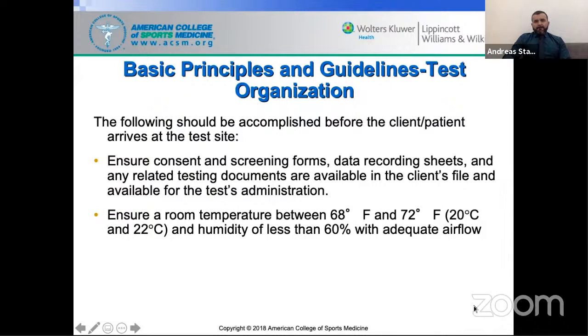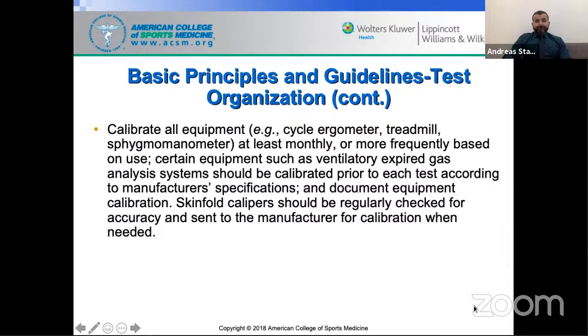make sure you have all the forms that are required before the testing and you're ready to administer it, right? The temperature is important, as you can see, humidity and airflow. Okay. Let's say you are in an environment, in a lab, that you perform tests. Whatever equipment you're using, that can be a sphygmomanometer, treadmill, bike, calipers, anything, they have to be calibrated, right? So you have to make sure that 0 means 0.